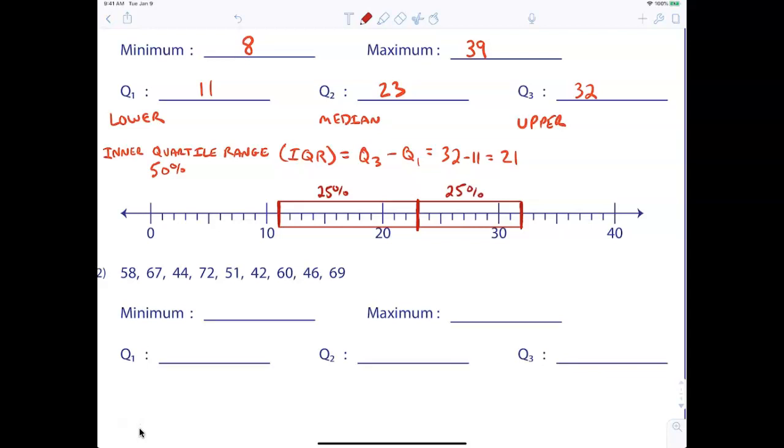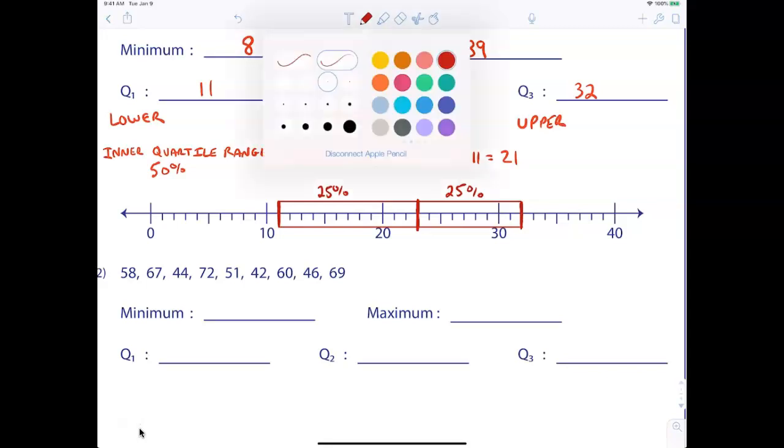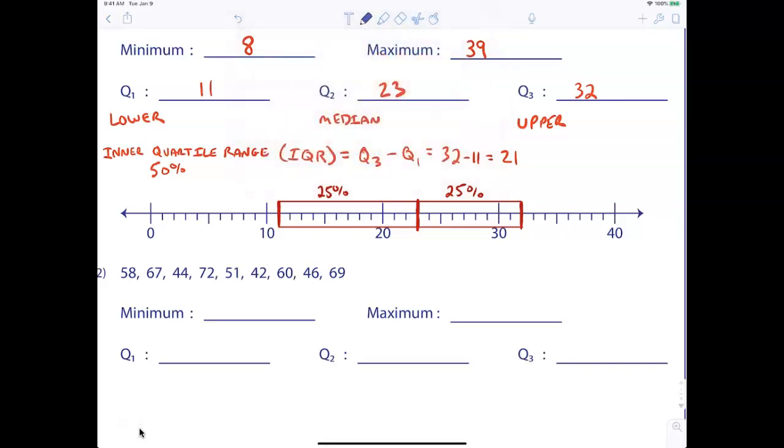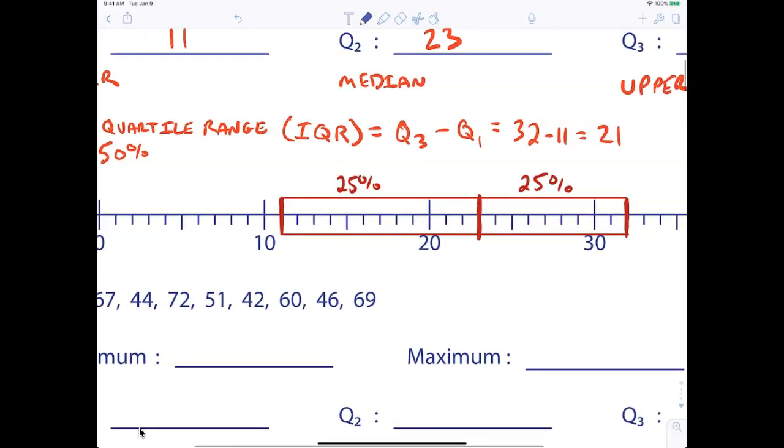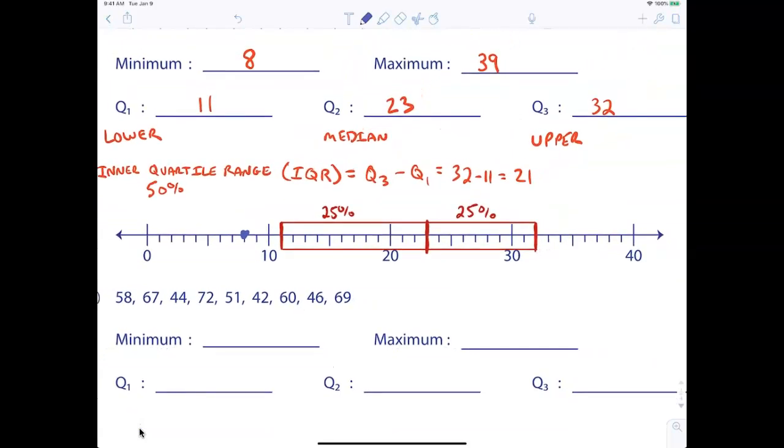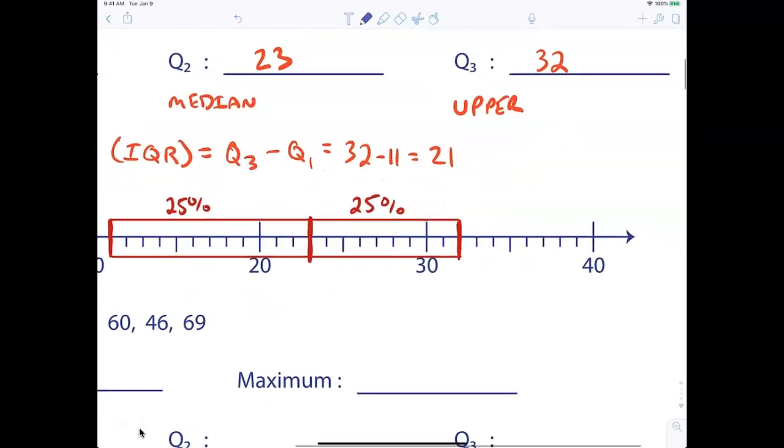Now you have to put the high and the low. So the lowest number is what? The lowest number is 8. So you put a dot at 8. What's the highest number? 39. So you put a dot at 39.